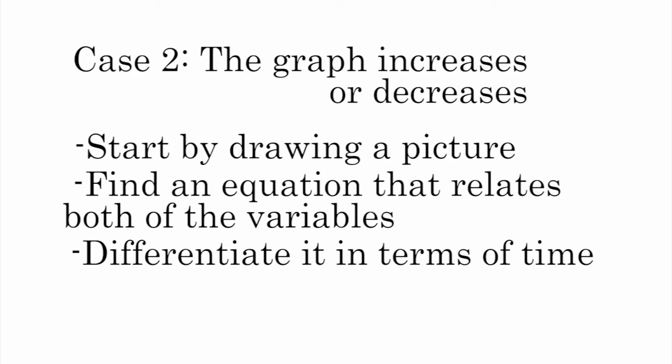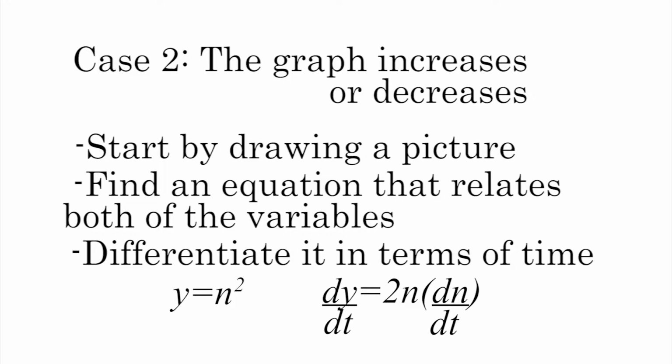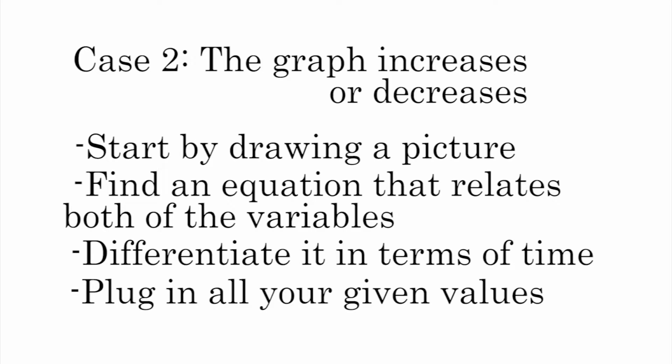After that, differentiate. But not in terms of any of the variables. Instead, differentiate in terms of time. How? Well, use the chain rule. Like, if the equation is y equals n squared, the differentiation would be dy over dt equals 2n dn over dt. Now that you have a differentiated equation, plug in all your given values. Rates, speeds, velocities, and all of that sort will be represented by the derivatives, like dy/dt or dn/dt in the last case. If you can't find a variable, use a relation equation to find it.